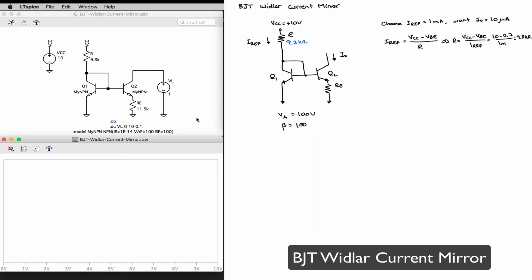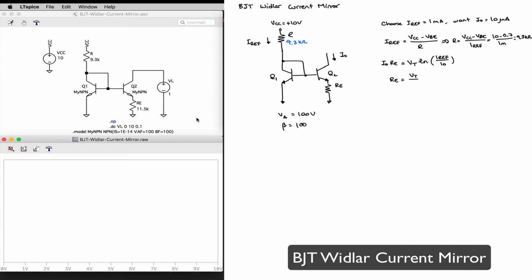My RE resistor, I can calculate from the equation that gives me the relationship between I out and I ref. I'm not going to do the derivation again because we've already done it in a previous video, but we had seen that it was I out times RE is equal to the thermal voltage VT times the natural log of I ref divided by I out. So I can solve for RE, I want I out to be 10 microamps. I want to calculate that RE.